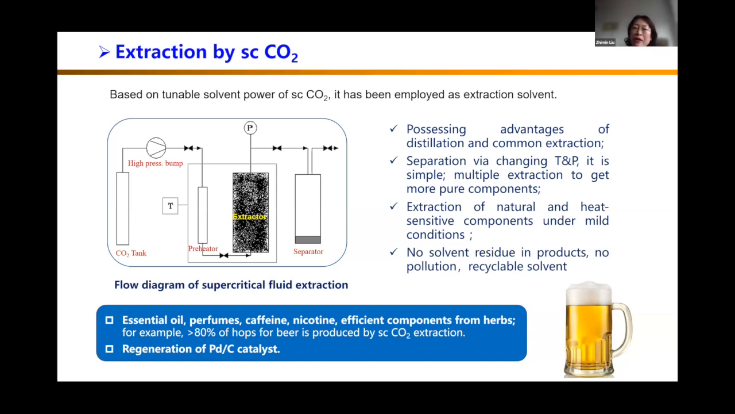Generally, the extraction of natural and heat-sensitive components can be performed and meet the conditions. So extraction by supercritical CO2 has been widely applied in the extraction of essential oils, perfumes, caffeine, nicotine, and efficient components from herbs. For example, over 80% of hops for beer is produced by supercritical CO2 extraction.